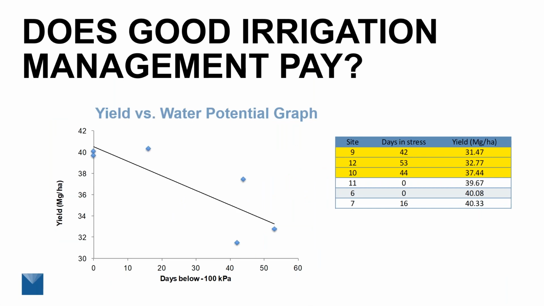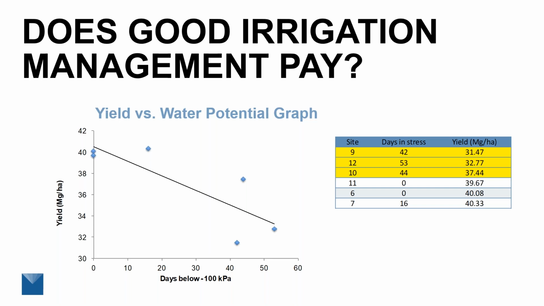Finally, we should ask, what's the bottom line? Does irrigation management improve yields and save water? We didn't try to quantify the water saving. If we do it right, we should apply exactly the amount of water the crop needs. So we shouldn't be wasting any water. So we can assume that we're improving that.